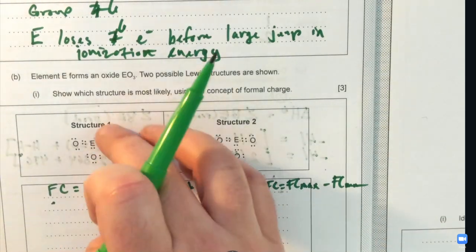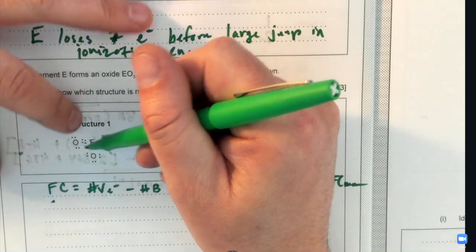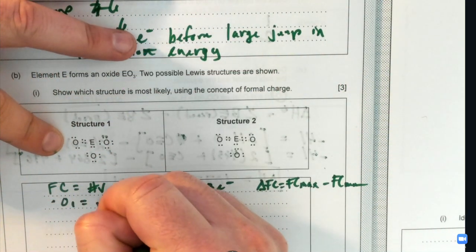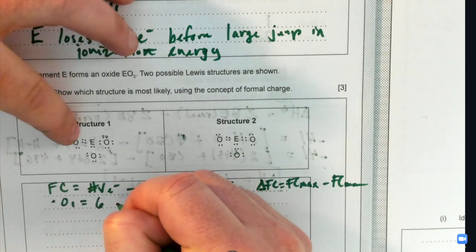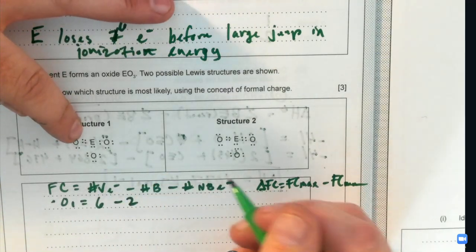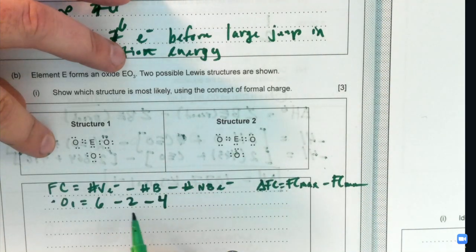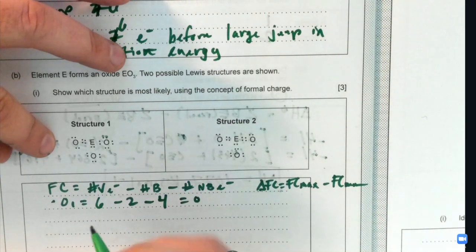Because yeah, the dots that bled through. So let's do this oxygen on the left. We'll call it oxygen number 1. Oxygen has 6 valence electrons. There's 2 pairs in there, so 2 bonds coming out of it. And there's 4 non-bonding electrons on it. 6 minus 2 is 4, minus 4 is 0.